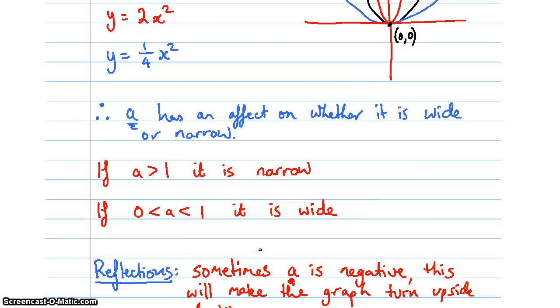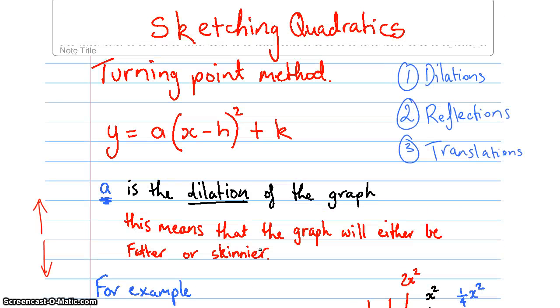The only other thing I'll say is that when you're stating the transformations that have happened, they must go in this order: dilations first, reflections second, and then translations third. And I can explain that to you at another time.